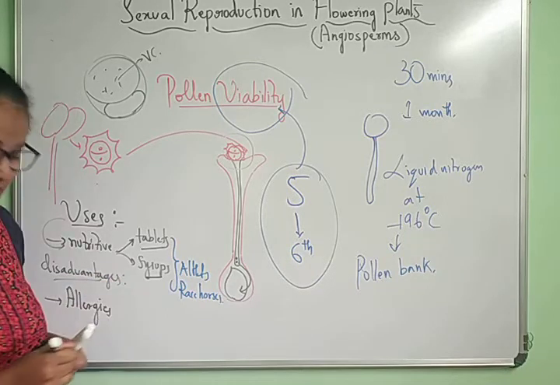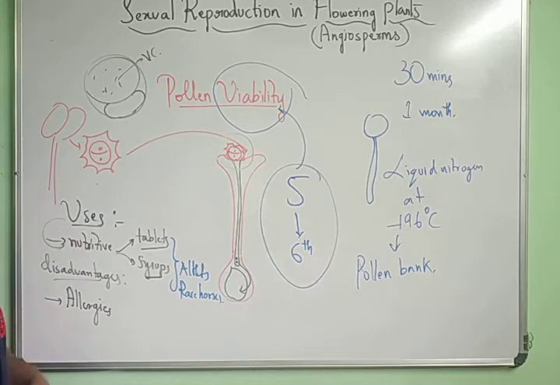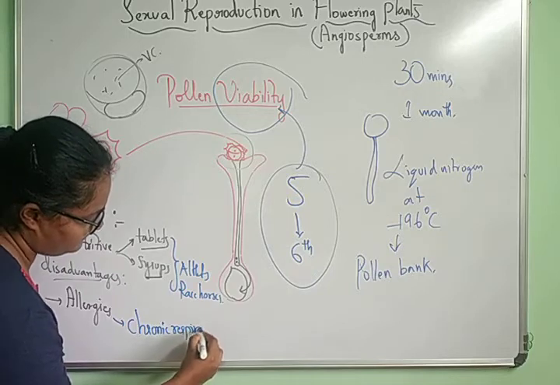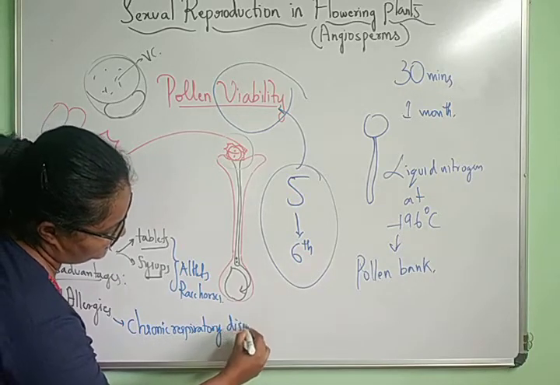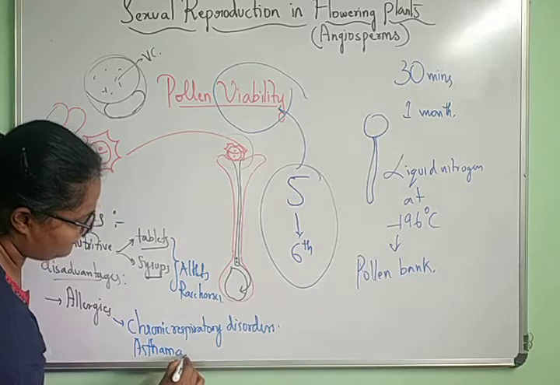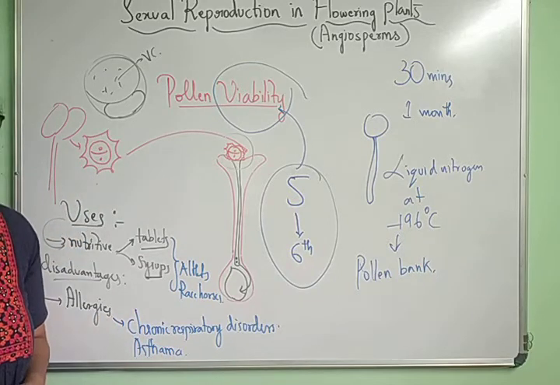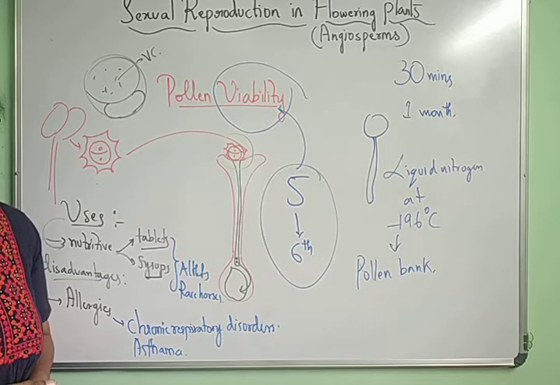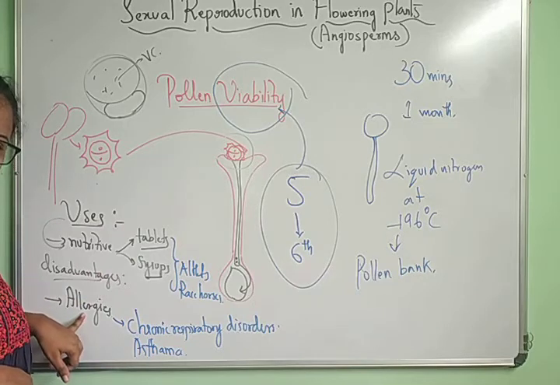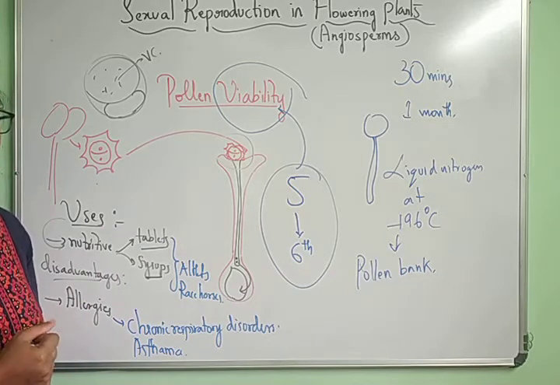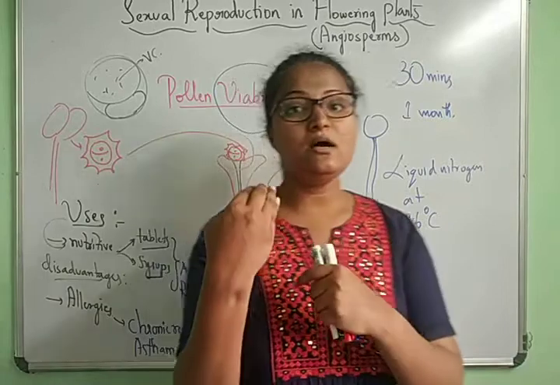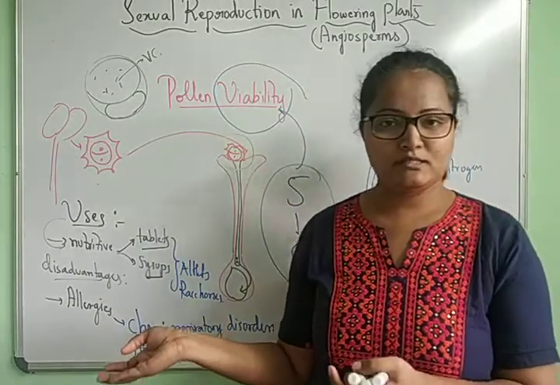Disadvantages are that they cause allergies, like some chronic respiratory disorders. One example is asthma. Okay, infection of the lungs. Within the lungs there will be infection, which may be caused by the allergic condition. Maximum persons are allergic to pollen grains. Pollen dust makes them very allergic, which causes asthma or a chronic respiratory disorder.